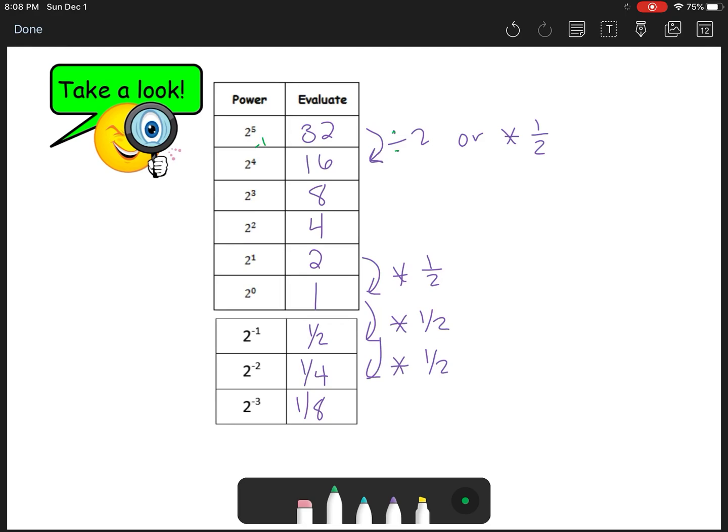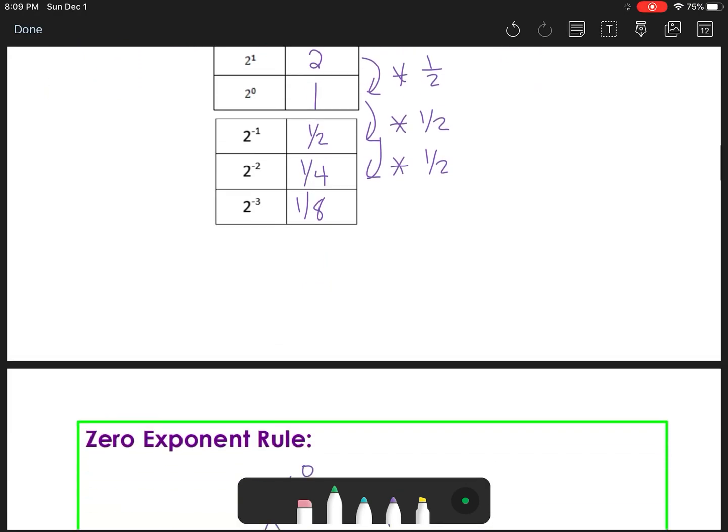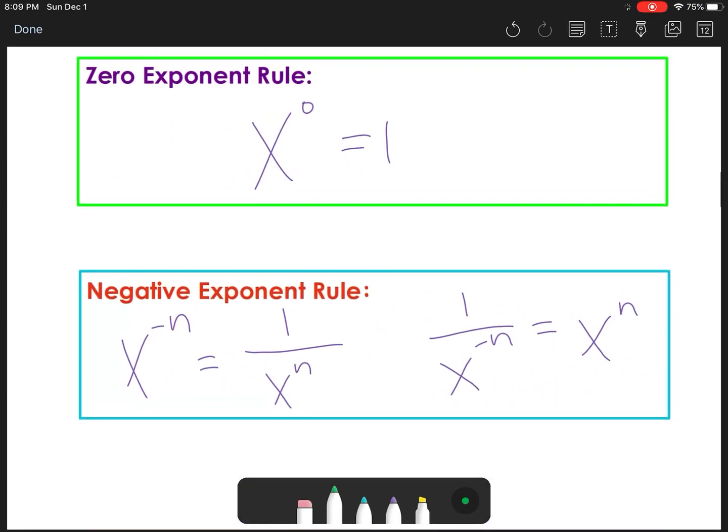So when we get down to 2 to the 1st power, which is 2, well, if we multiply that by a half, we get 1. If we multiply that by a half, we get 1/2. If we multiply that by a half, we get 1/4. And so this is where the zero and the negative exponent rule come from. If you have a number raised to some power, essentially you are dividing by that number or you are multiplying by its reciprocal. So here are the rules.